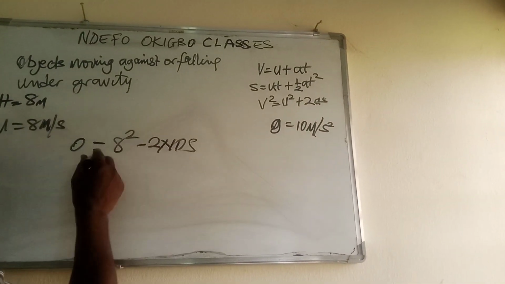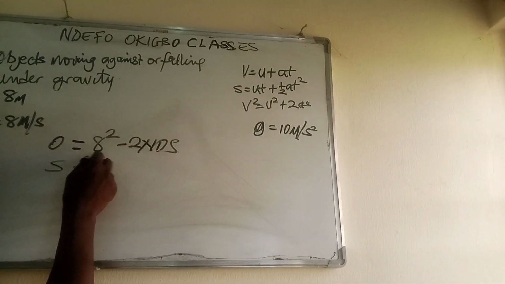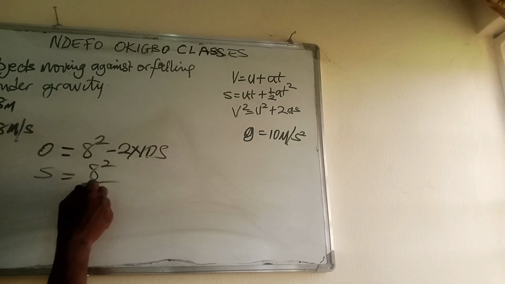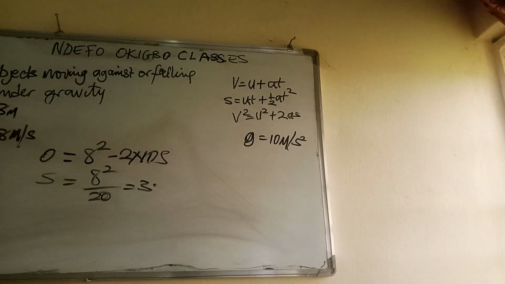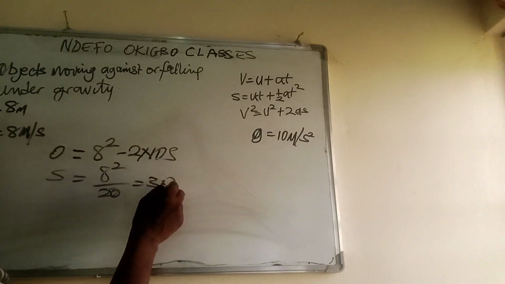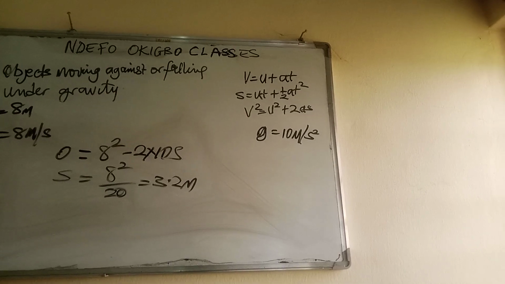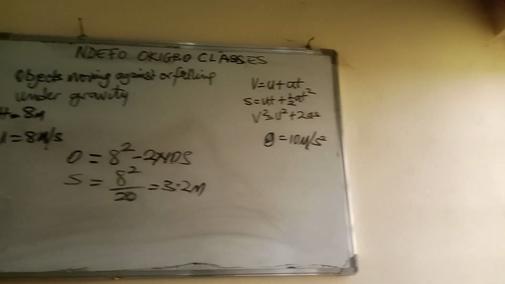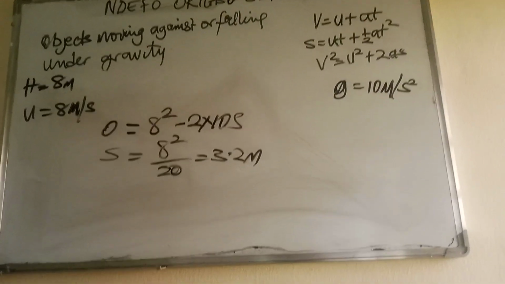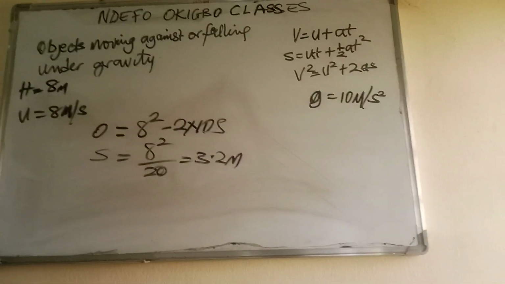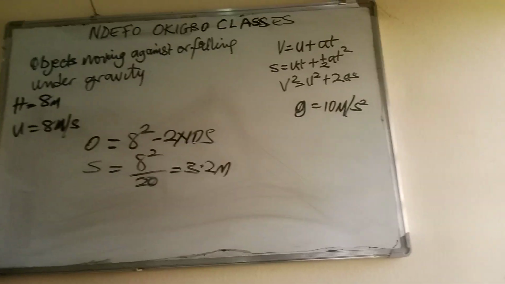If you work out this, s is equal to 8 squared, which is 64, over 20, which gives us 3.2 meters. So it was at the height of 3.2 meters that the stone will collide with the fruit.